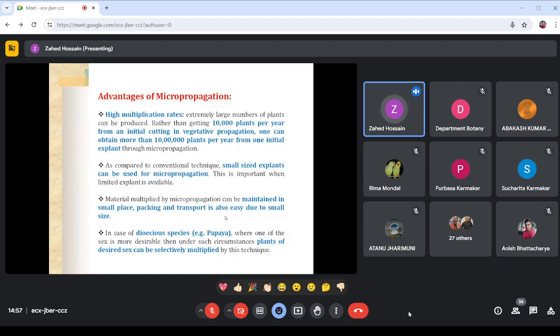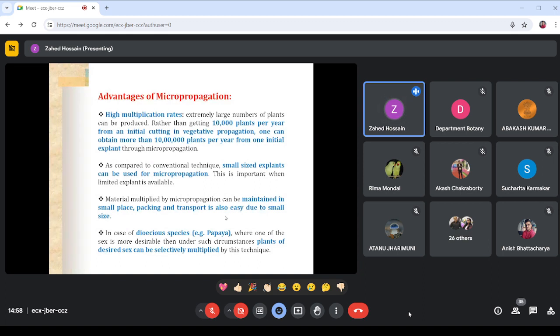So that is one advantage of using plant tissue culture, particularly micropropagation. And very important, we know that in plant systems there are dioecious species, for example papaya. In papaya there is a male plant and a female plant. So using micropropagation, you can selectively culture your desired plant, or you can say the plants of desired sex can be selectively multiplied. In the case of papaya, it is expected that you will multiply only the female plant to get the papaya.